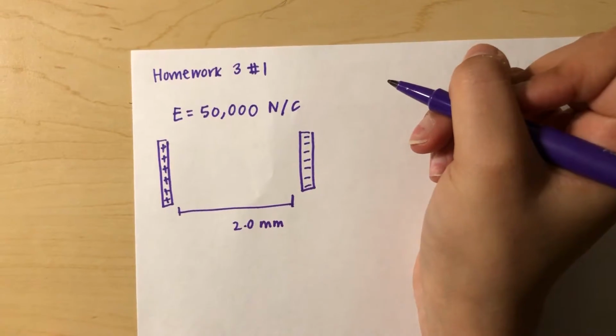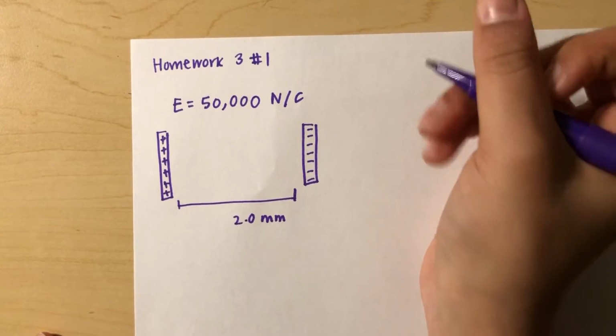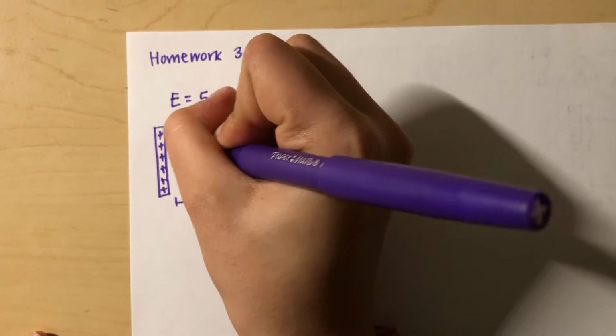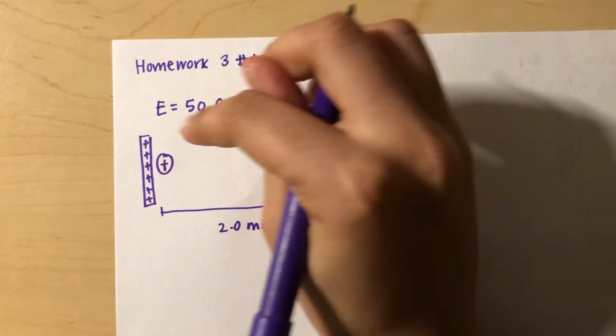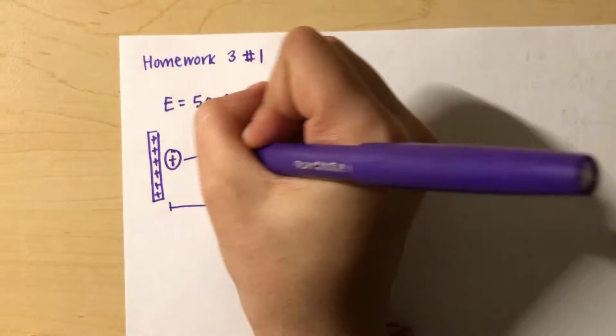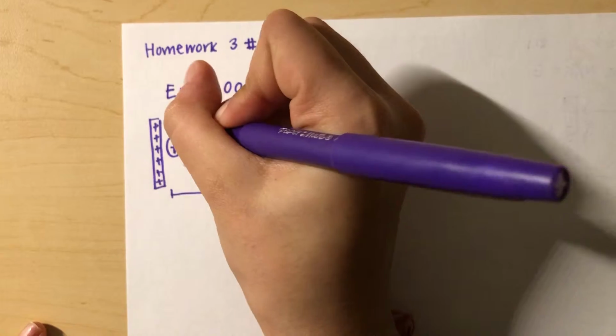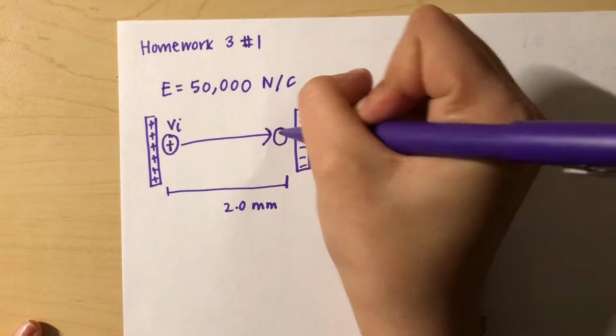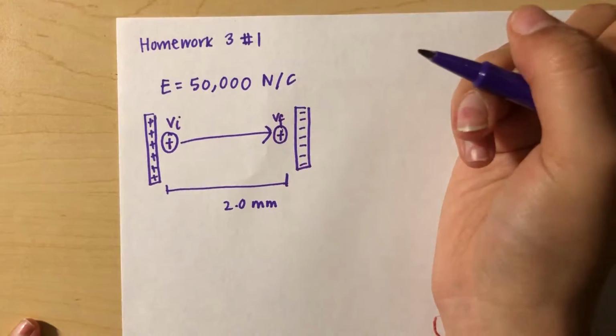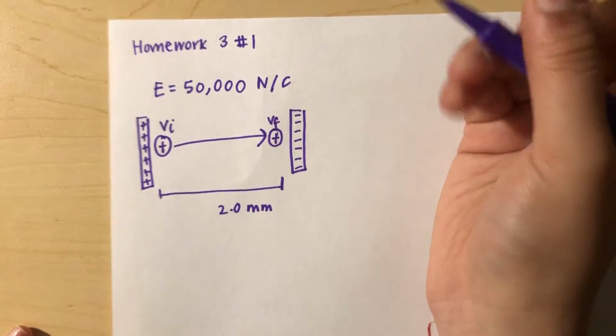And it says the proton is released from rest at the positive plate. So here's a proton, and it's released from rest. And since the proton is attracted to the negative charge, it will move this way. And so this is V initial, and this would be V final. And now the question is asking, what is the proton speed when it reaches the negative plate?